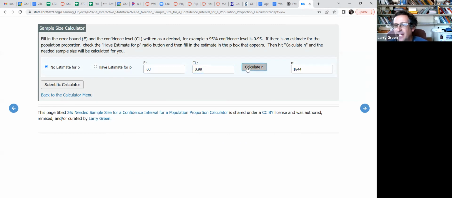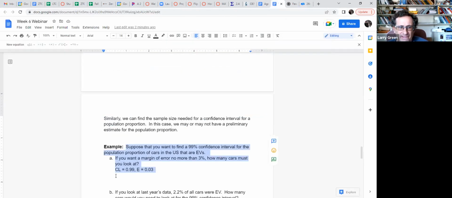It's 1,844. So the answer is, you must look at 1,844 cars. Any questions on this part A of the example?